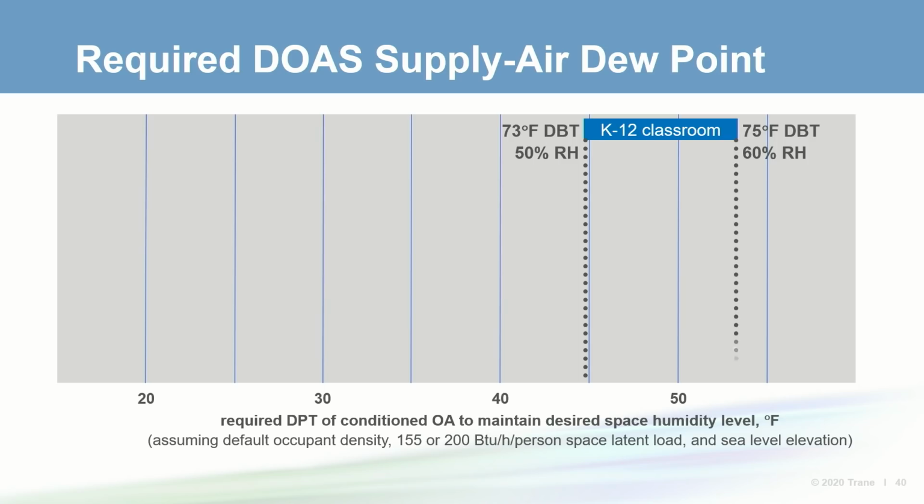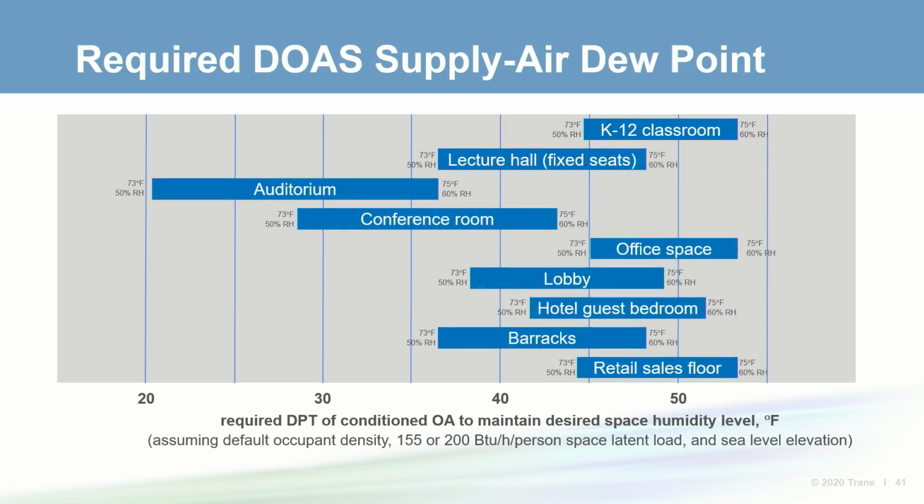But with 75 degrees and 60% RH, the required supply air dew point is 53, not as dry. So you can see the range depending on the desired space conditions. And then here's the full list of space types from before, showing the same range of required dew points. Again, spaces like auditoriums or conference rooms require a lower dew point. You can see this could be very low, maybe as low as 21 degrees.